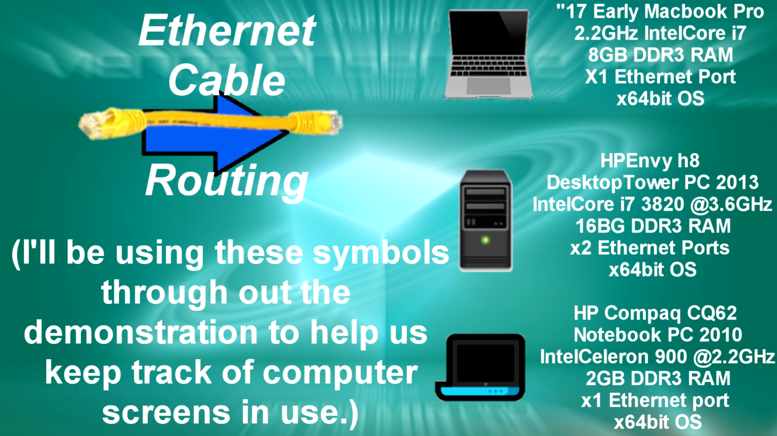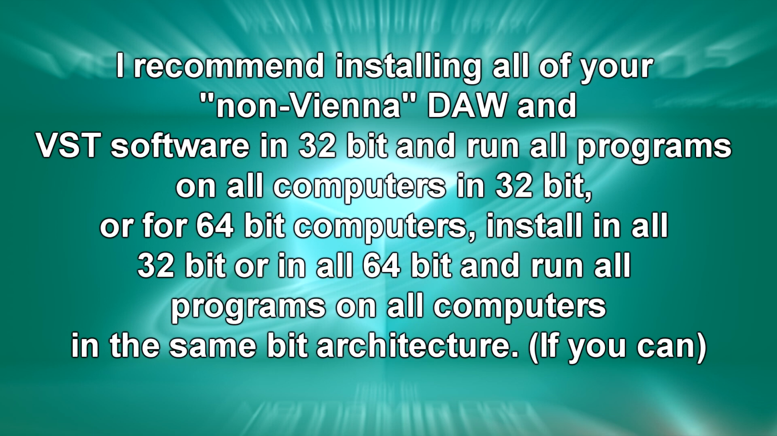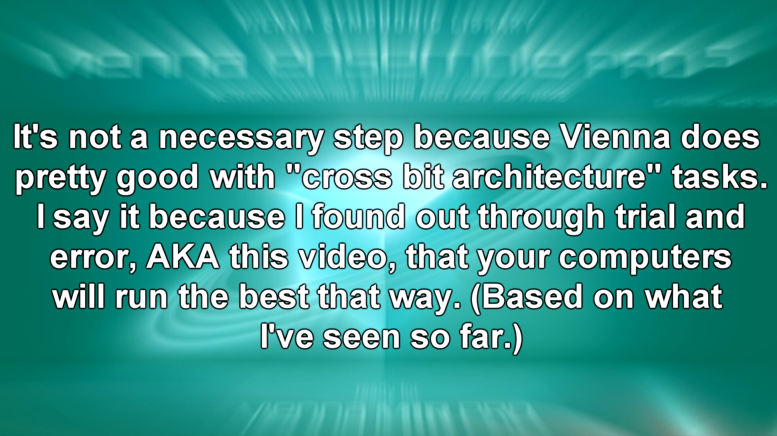I'll be using these symbols throughout the demonstration to help us keep track of computer screens in use. I recommend installing all of your non-Vienna, DAW, and VST software in 32-bit and running all programs on your computer in 32-bit. Or for 64-bit computers, install all in 32-bit or all in 64-bit and run all programs in all computers in the same bit architecture. It's not a necessary step because Vienna does pretty good with cross-bit architecture tasks.